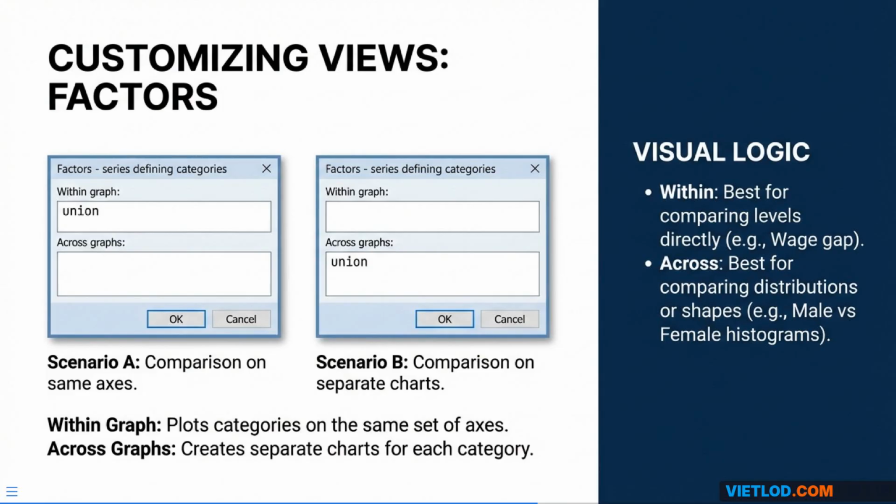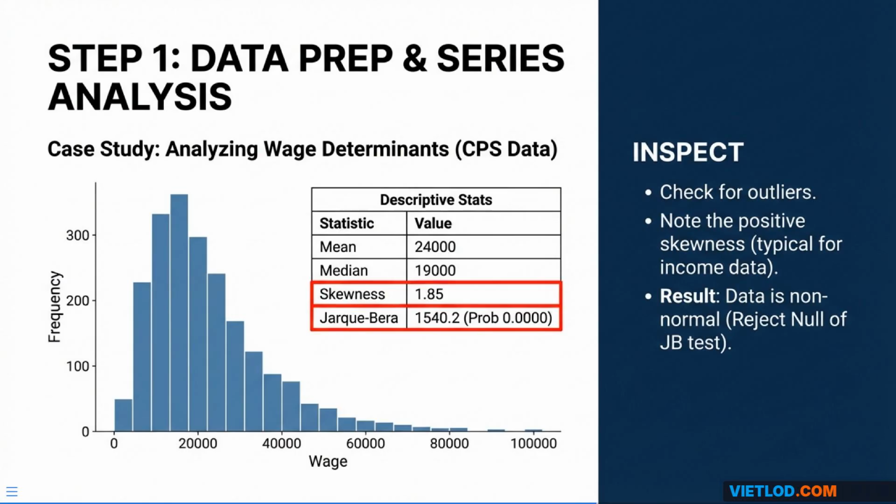When creating categorical graphs, EViews asks you how to use your factor or categorical variable. You have two main options, within graph and across graph. Choosing within graph, as in scenario A, plots all categories on the same set of axes. This is ideal for directly comparing levels or values. For example, plotting male and female wages on the same bar chart makes the wage gap immediately obvious.